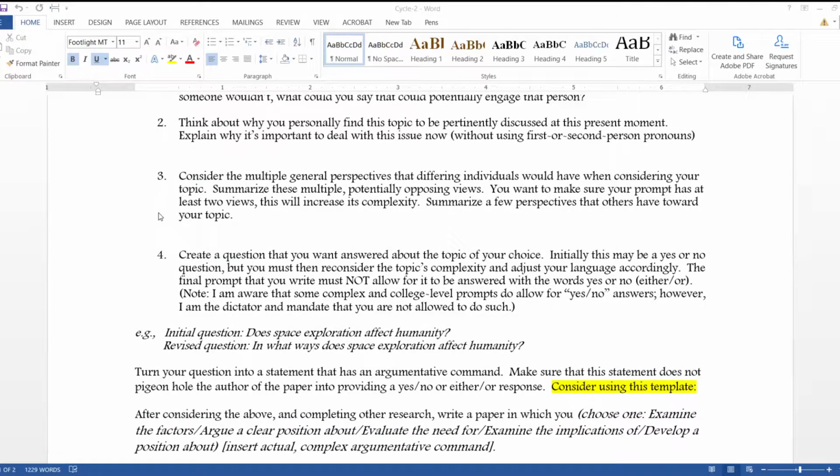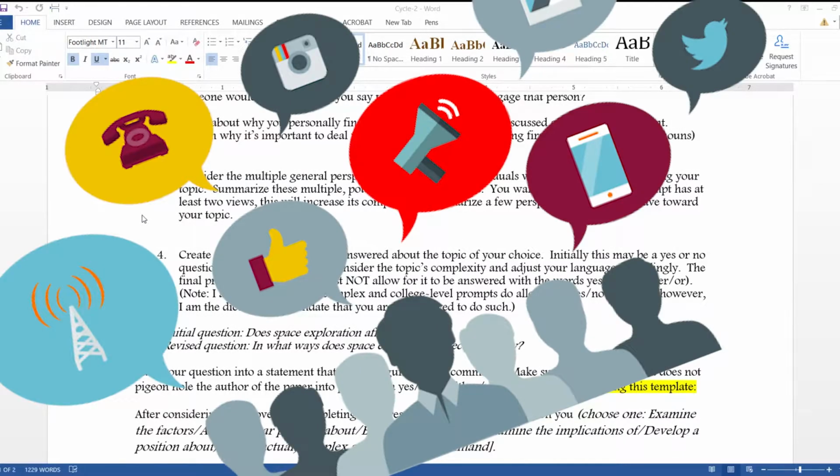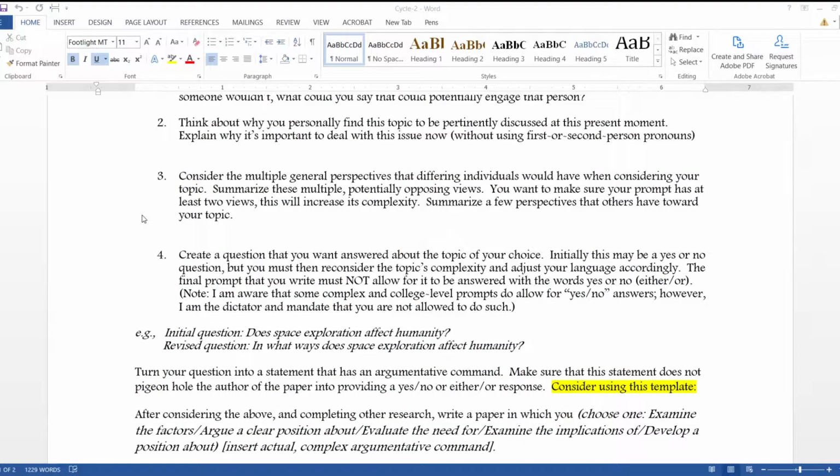Step 3 asks you to think about the perspectives that other people would have toward your topic. And you just want to summarize these in 1 to 2 sentences apiece. Okay, you might want to get some opposing views in there. You might want to try to get a third view in there.